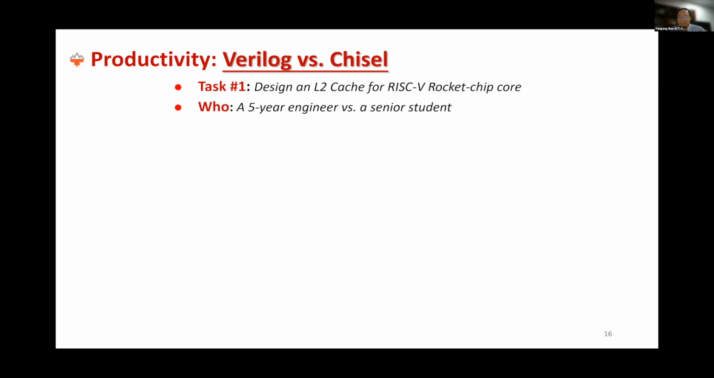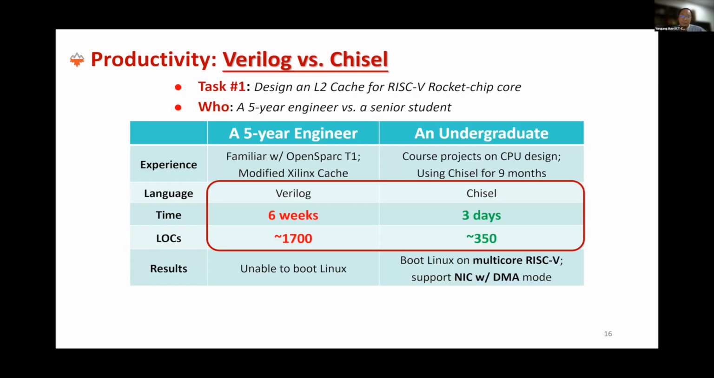For example, here we did an experiment by assigning the same task to two people. One is a 5-year engineer and the other is a senior student. The task is to design an L2 cache for the RISC-V Rocket Chip core, and then integrate the cache into the Rocket Chip CPU core. And here is the result.